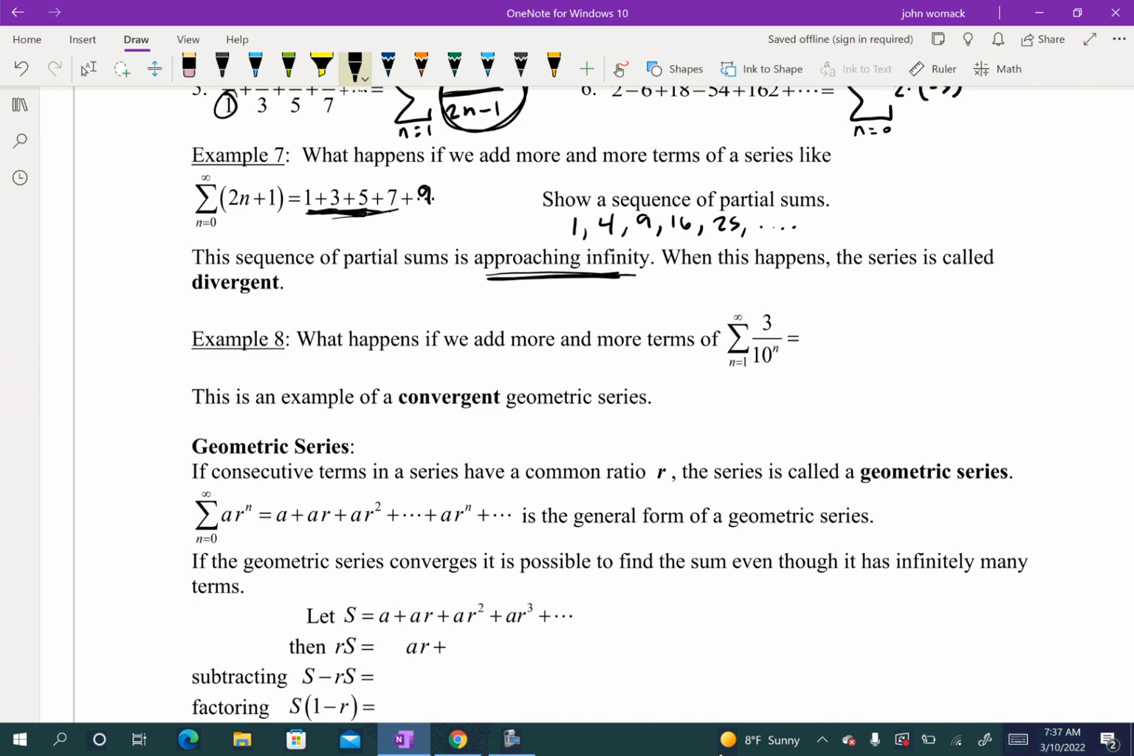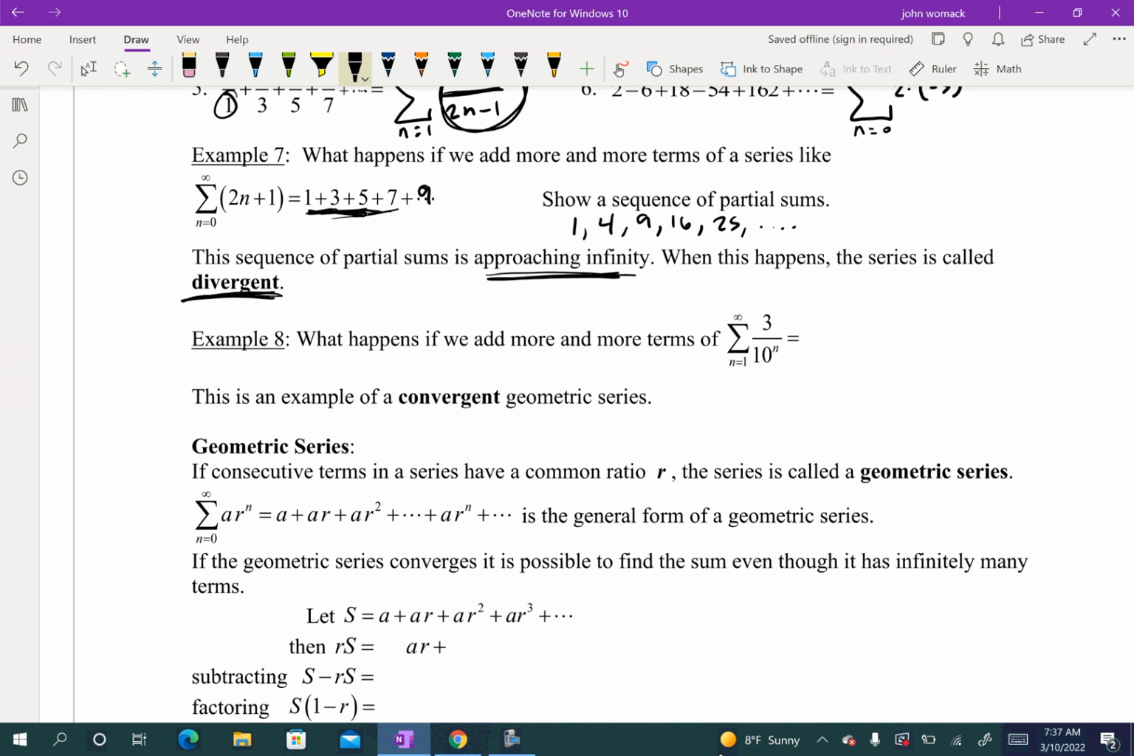Okay, when that happens, we call it a divergent series. So think of the word divergent. We're going to talk about convergent in a second. Divergent just means that you're going away from something, right? You're diverging. Whereas converge means you're getting closer to something. So keep that in mind as we look at these next examples.